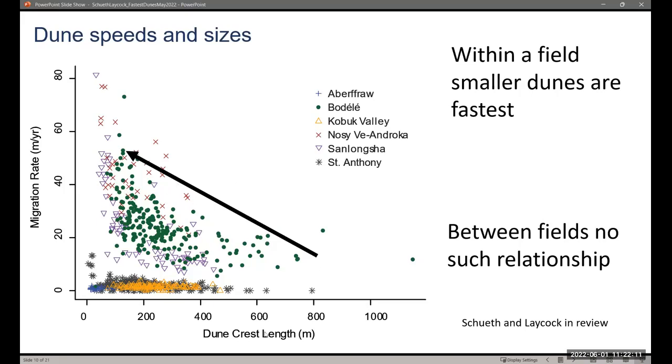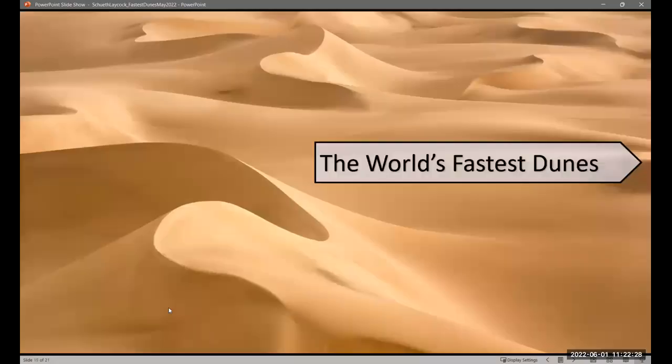And so there is still some overprint of size onto this, but what's interesting is that by doing a global comparison like we've done here, we might be able to eliminate the size bias in migration rate studies and focus instead on the environmental and climate aspects that are controlling dune migration velocities.